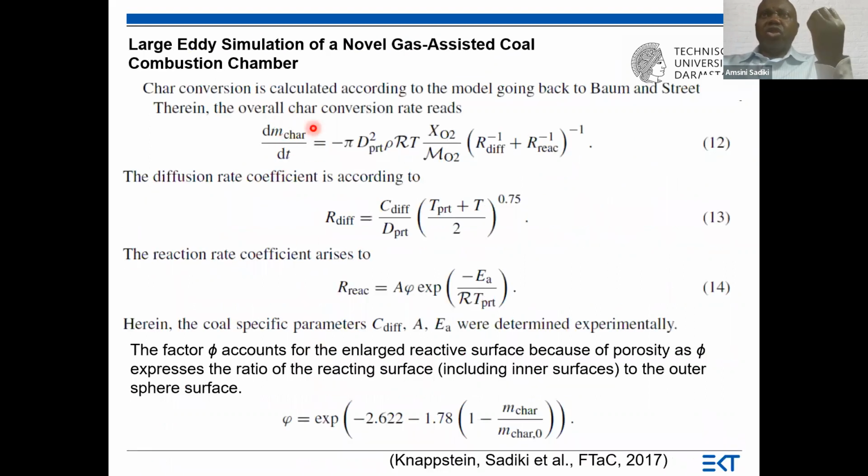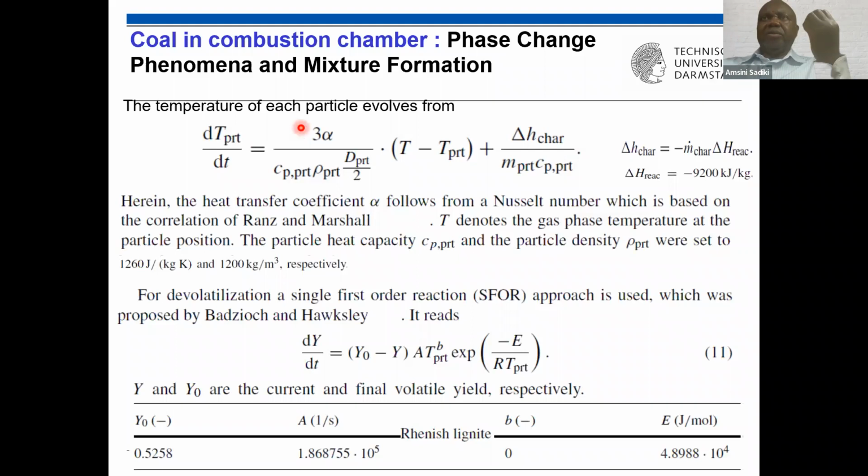We have to transport the char. And for this, we use exactly the expression we have derived here. We have this part which includes the reaction, and this part which considers the heating. We also use a correlation for the Nusselt number, based on the Ranz-Marshall correlation, and the particle heat capacity and particle density are set to this value.